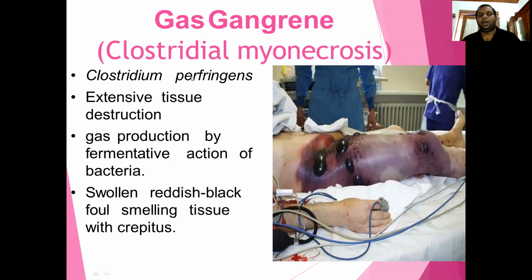Then gas gangrene, also called Clostridial myonecrosis. Clostridium perfringens is the main organism, but Clostridium septicum and other organisms are also involved. There is extensive tissue destruction associated with gas production by fermentative action of the bacteria. You can see swollen, reddish-black, foul-smelling tissue due to anaerobes, with crepitus from gas.